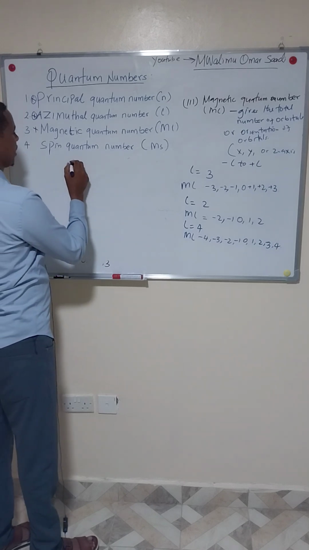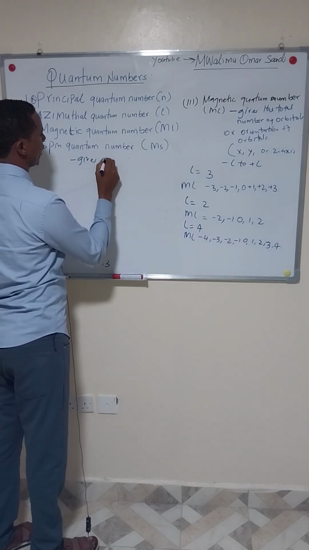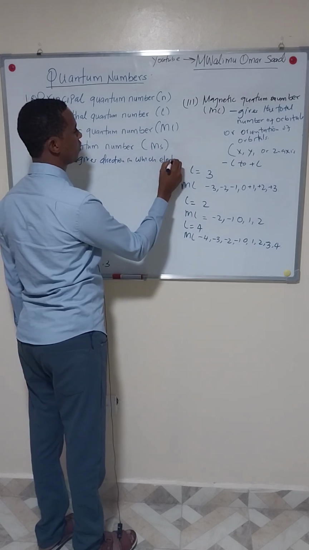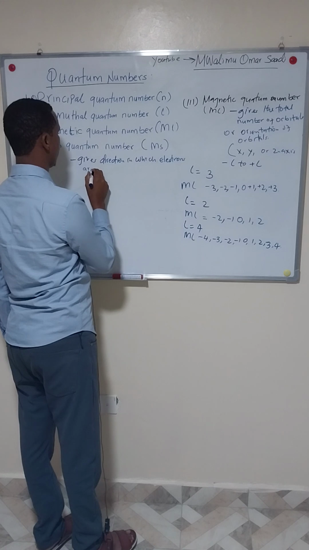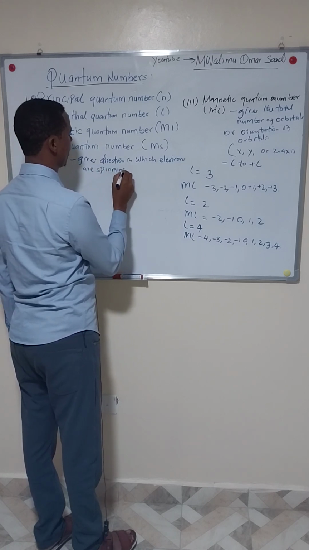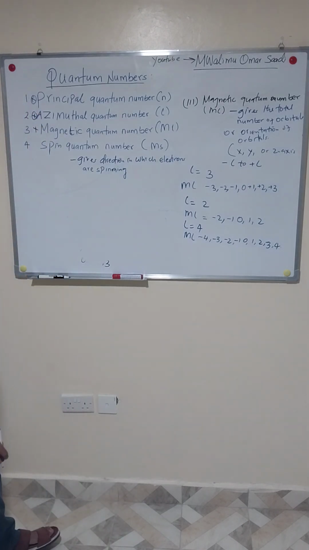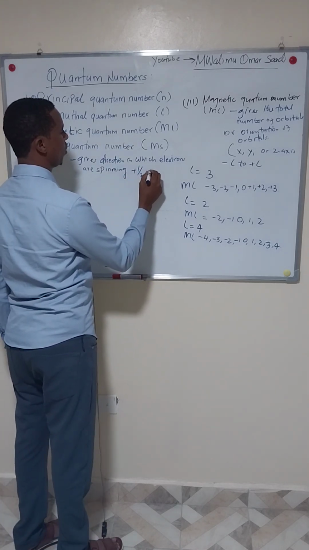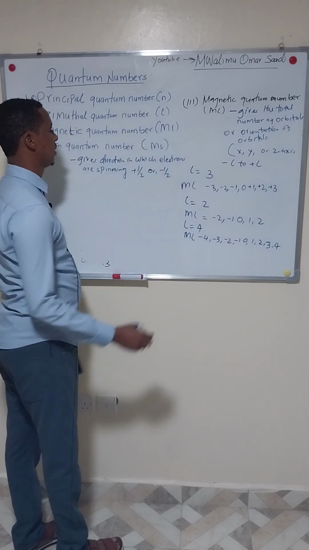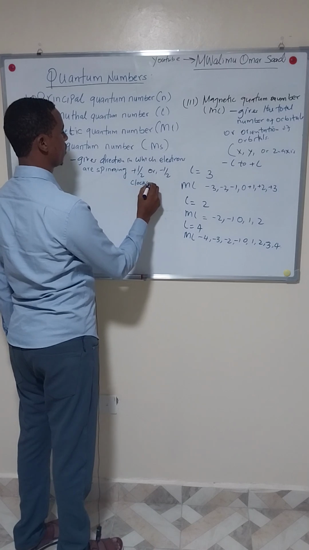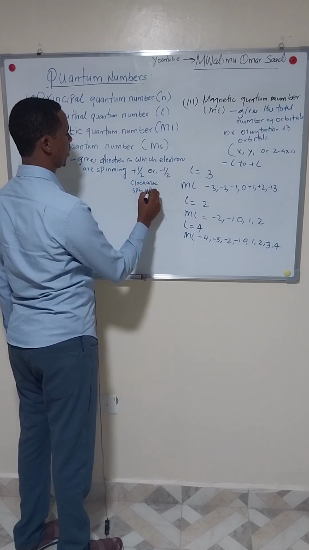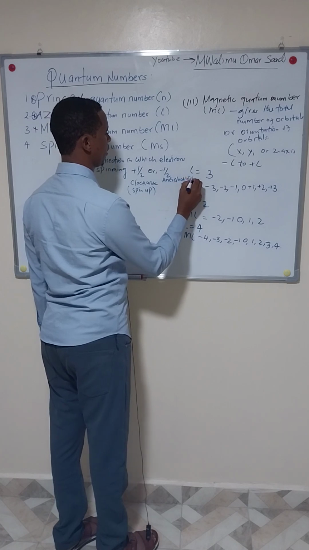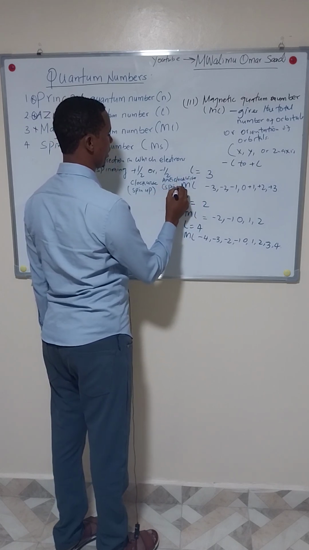So the spin quantum number gives the direction in which electrons are spinning. The spin quantum number of electrons can either be positive half or negative half. Positive half is the clockwise direction, or what we call spin up. And negative half is the anti-clockwise direction, or what we call spin down.